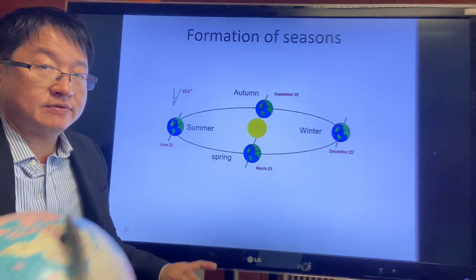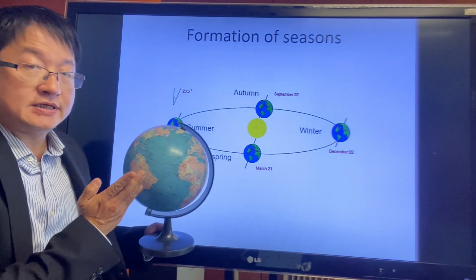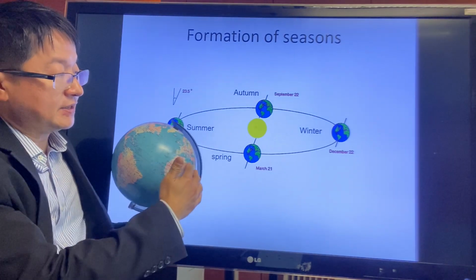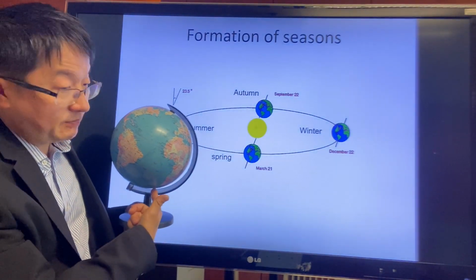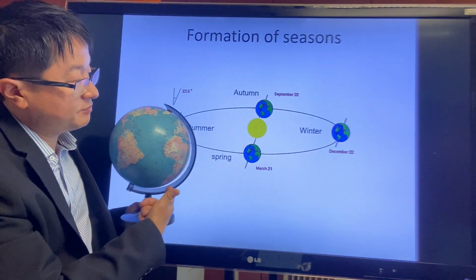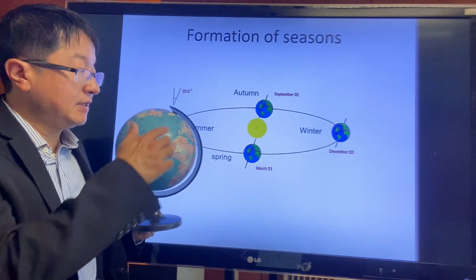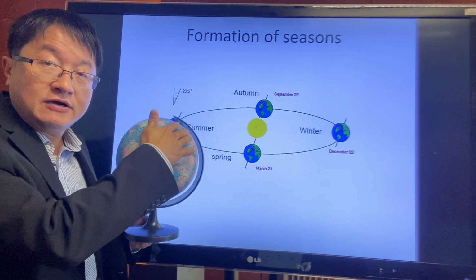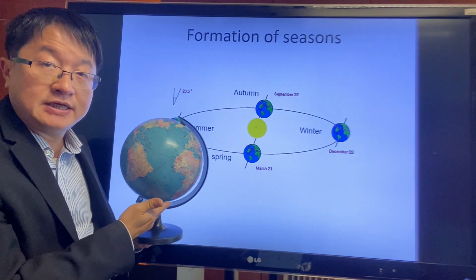During the summertime, because of the inclinations of the Earth, the northern hemisphere is directly facing the Sun. Compared with the southern hemisphere, the distance to the Sun is much longer. Therefore, summer in the northern hemisphere, like in Hong Kong, means the winter in the southern hemisphere, like in Australia.